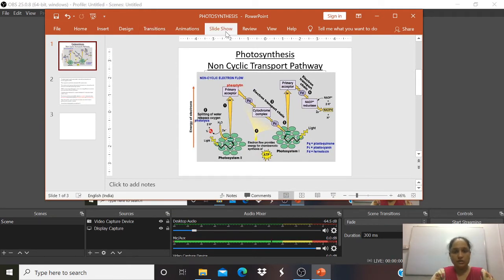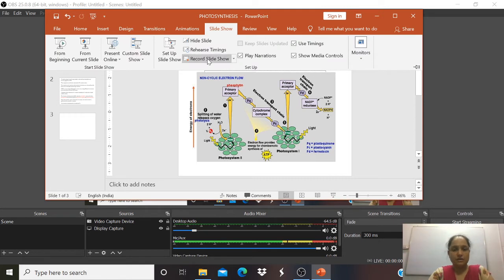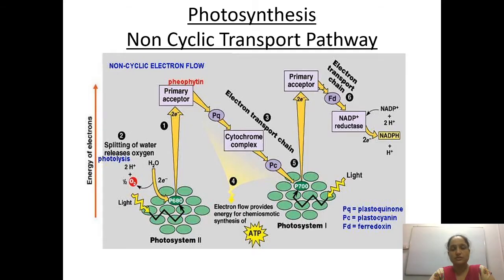Okay, so in higher plants there is a process known as photosynthesis, and this process occurs in basically two stages: light reaction and the dark reaction. So right now we are going to talk about the light reaction, and in the light reaction also we have two sorts of transport pathway. One is cyclic and another is non-cyclic. So before starting the cyclic, we will be dealing with the non-cyclic transport pathway.